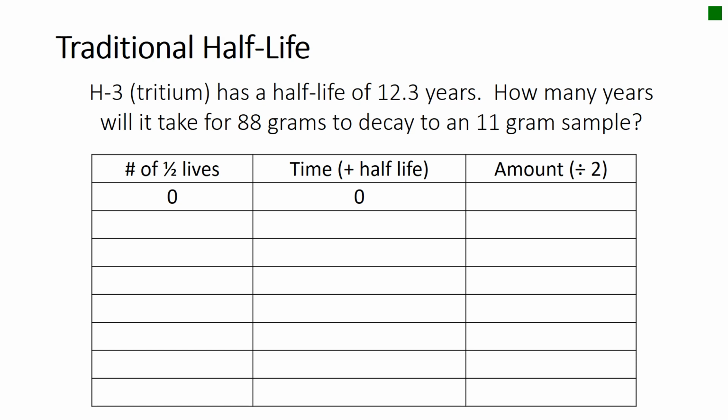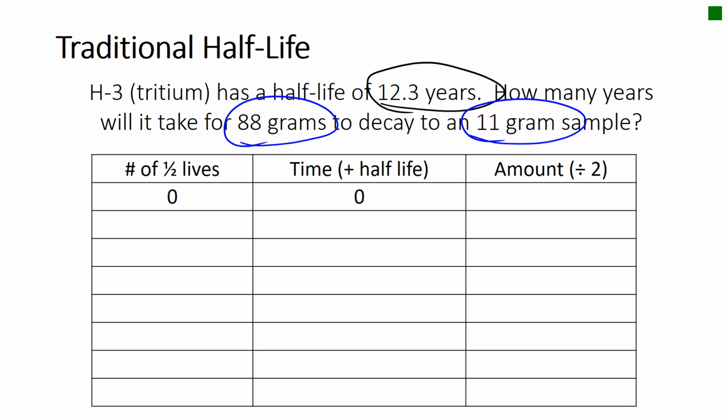So let's try to do a problem. What you want to look for are key terms such as times and amounts. In this one I see that there are 12.3 years per half-life, and I also notice that they give me 88 grams and it decays to 11 grams.